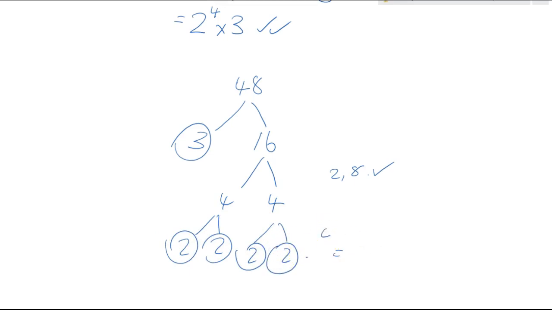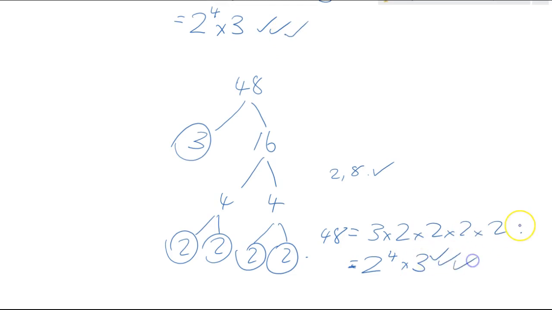Okay, so again I've got my answer, 48 equals 3 times 2 times 2 times 2 times 2. Now also I didn't mention before, but we write them in ascending order as well in our final answer. So because 2 is the smallest number in that form, I'm going to have 2 to the power of 4, 1, 2, 3, 4, times 3, exactly the same answer as up here.